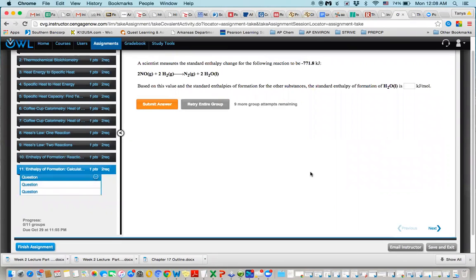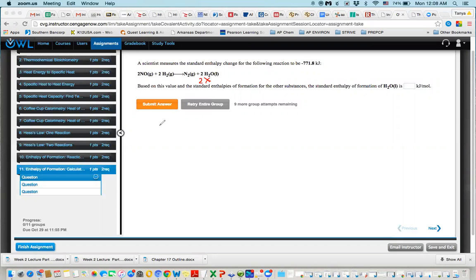So number 11, a scientist measured the standard enthalpy change for the following reaction to be negative 771.8 kilojoules. Based on this value and the standard enthalpies of formation for the other substances, the standard enthalpy of formation for water is what? So you don't know water. You're going to be looking for this. We're going to make this an X. And since there's a 2 in front of water, we're going to make this a 2X. Okay? So we don't know that value.